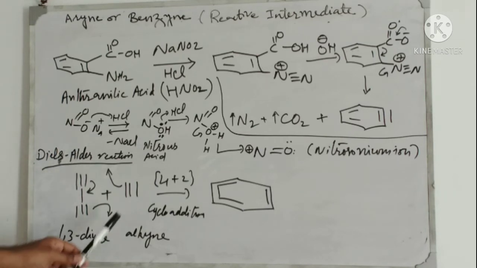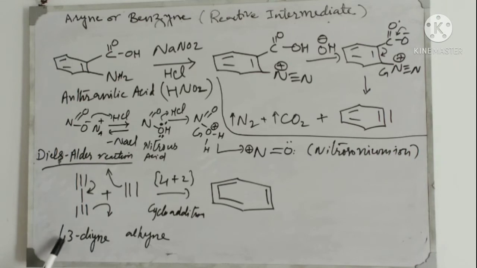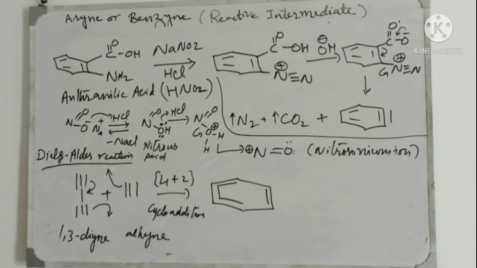Another way to generate the benzyne intermediate is through the Diels-Alder reaction. In this case, this is the 4+2 cycloaddition reaction. Here we use a 1,3-diene and an alkyne. This is the reaction between a 1,3-diene and an alkyne to form the benzyne intermediate through the Diels-Alder reaction.